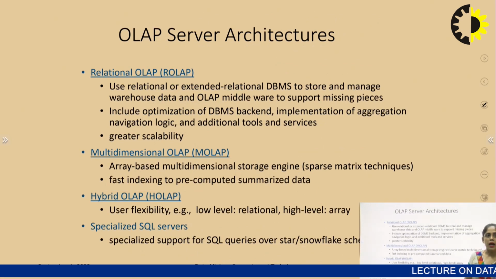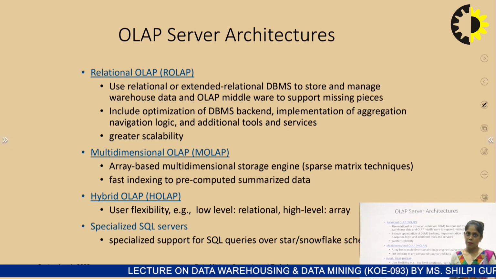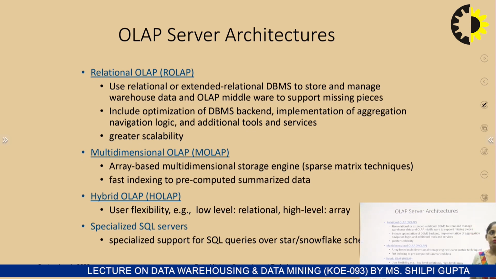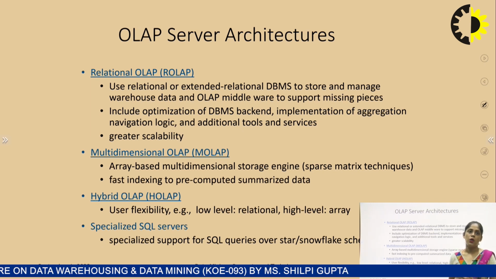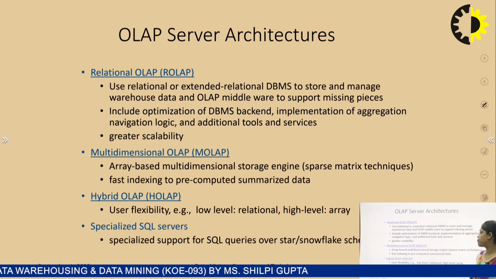This is now the OLAP server architecture. It is relational OLAP, that is ROLAP. Next is multi-dimensional OLAP, that is MOLAP, and hybrid OLAP, that is HOLAP. These three are very important from an exam point of view as well. What do you mean by OLAP server architectures? Explain all of them in detail. So ROLAP, MOLAP and HOLAP play a very important role.